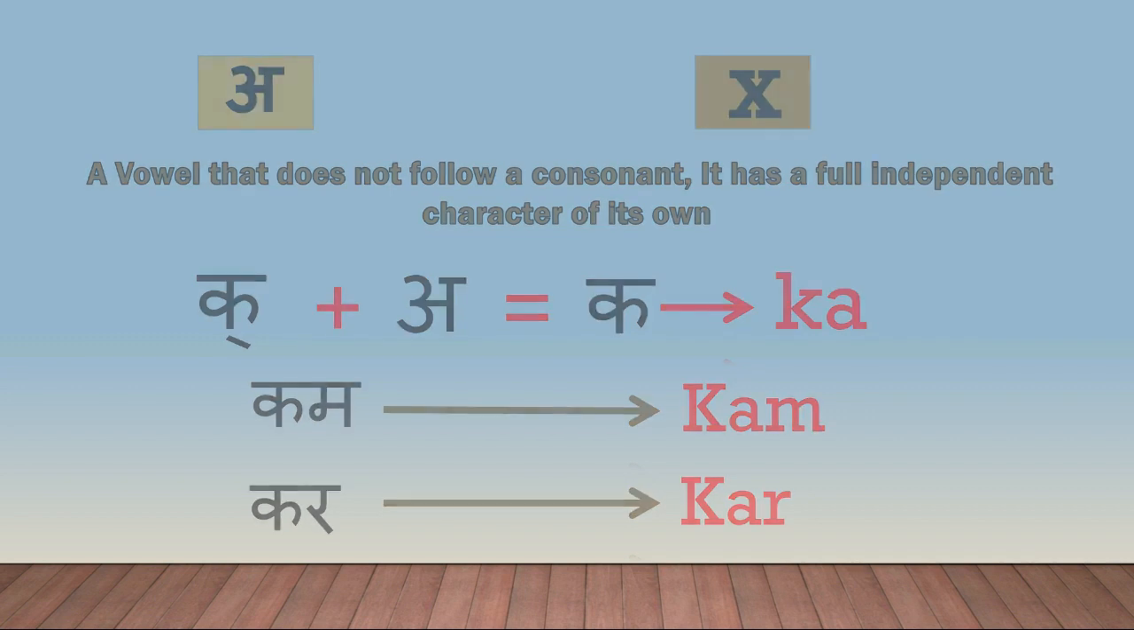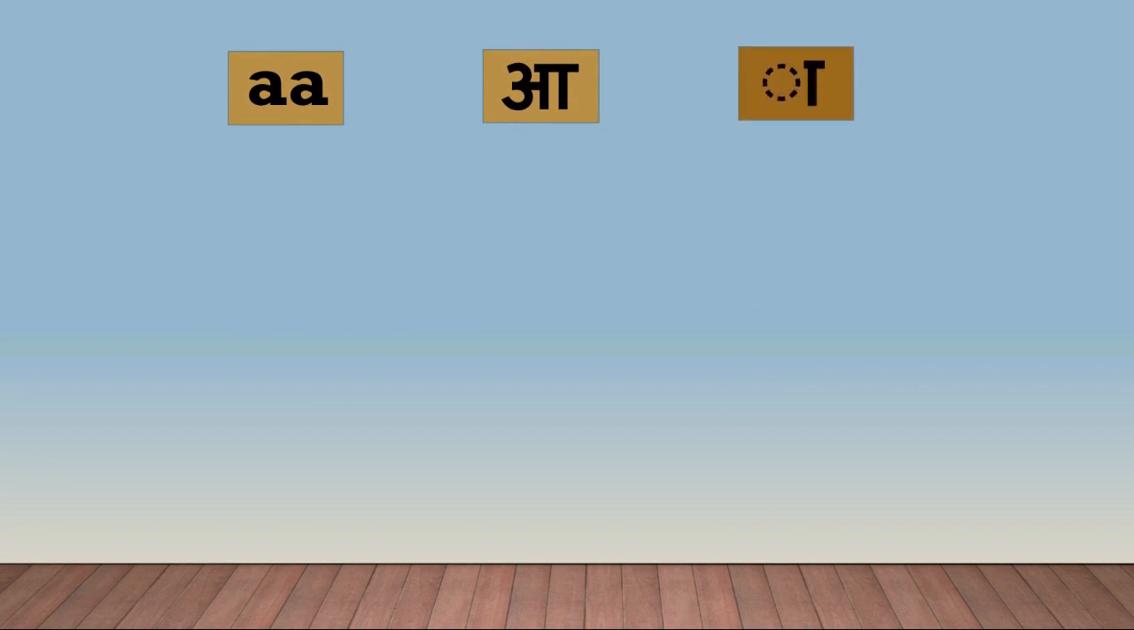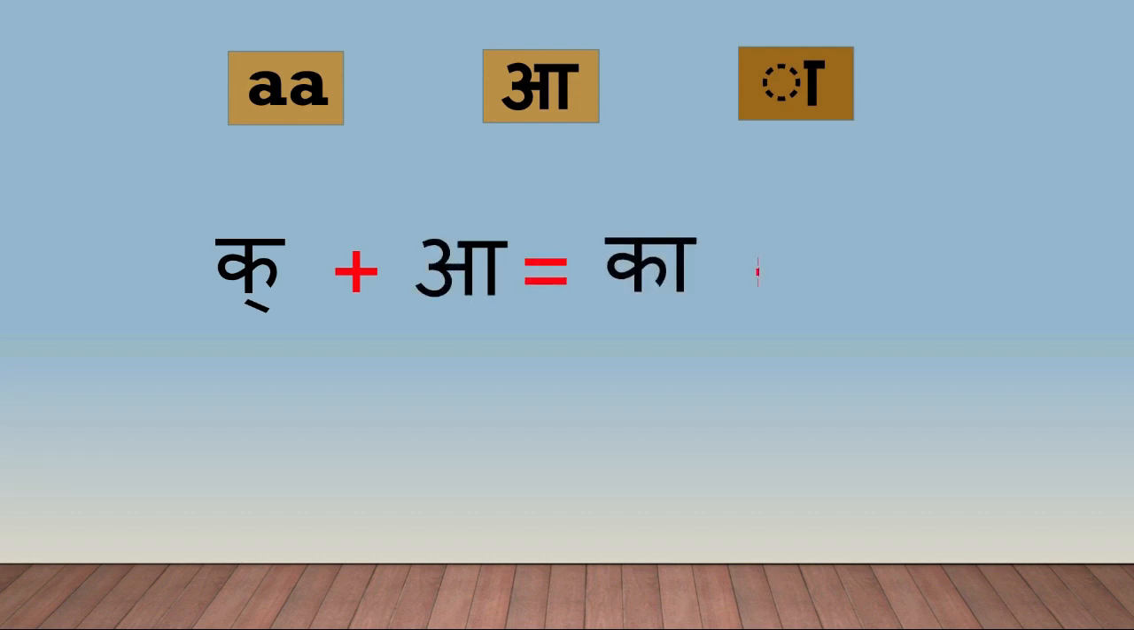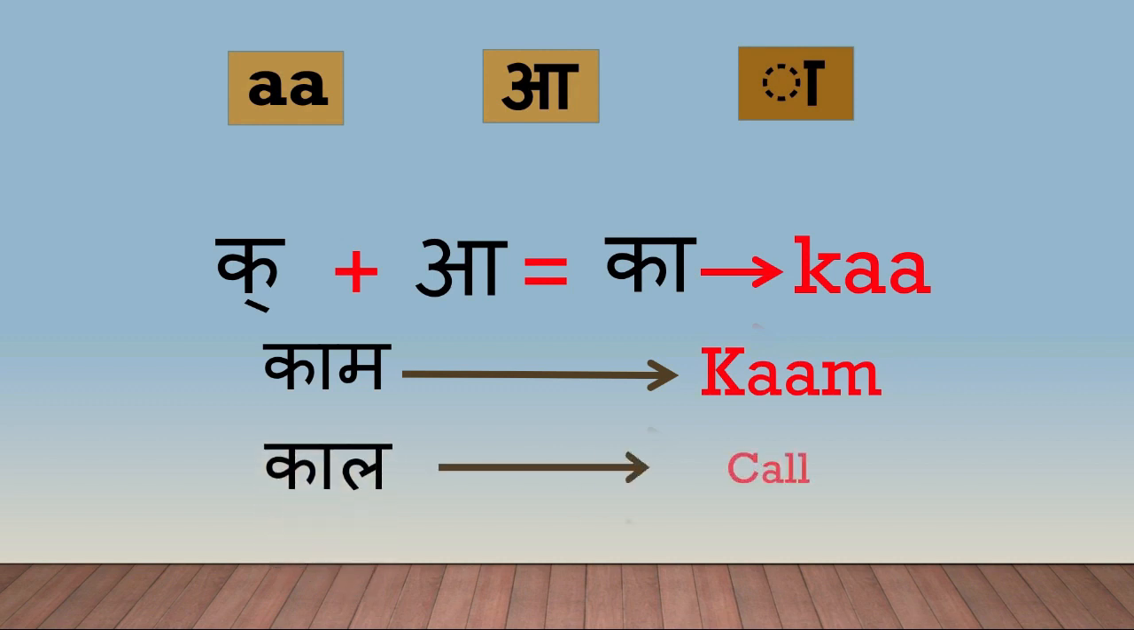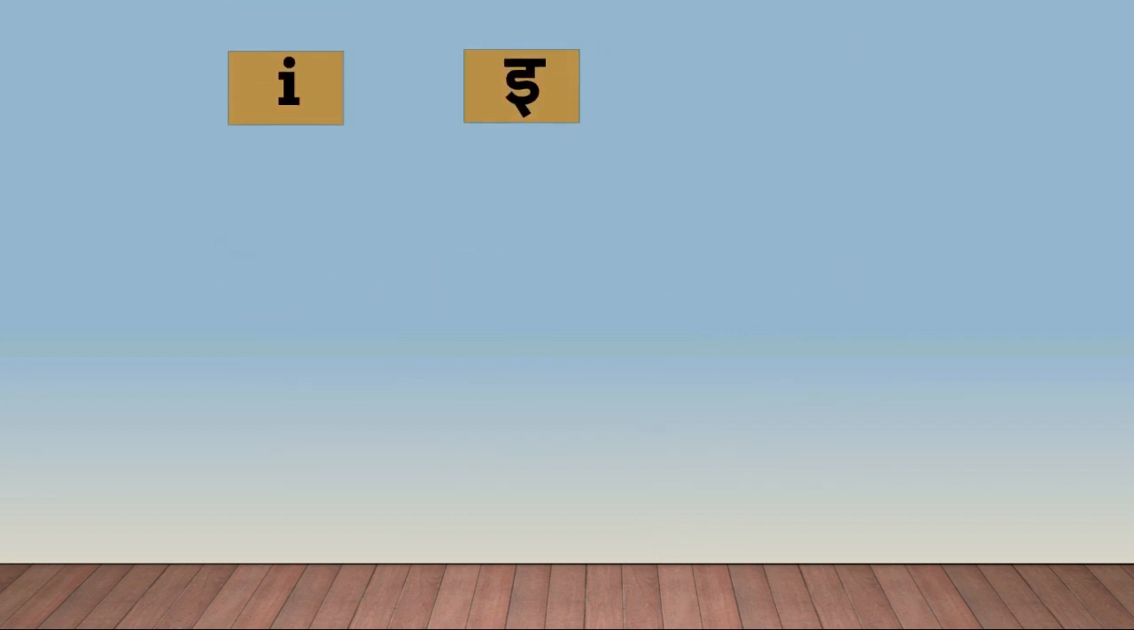Well, our next sound is aa with the sign of aa ki matra. Ka plus aa. It gives a sound of kaa. In English, it's K-A-A, kaa. As a word we pronounce as calm. In English, it's K-A-A-M, calm. Next is call. In English, it's C-A-L-L, call.